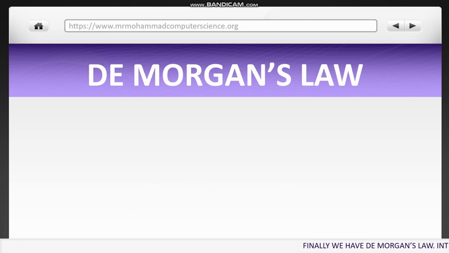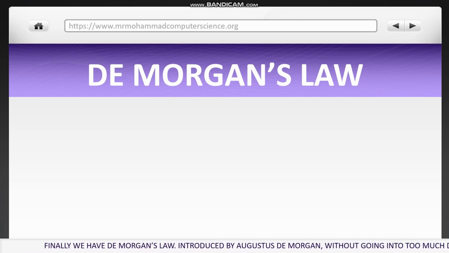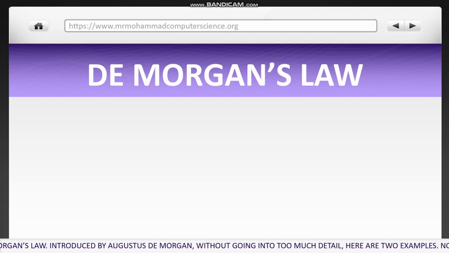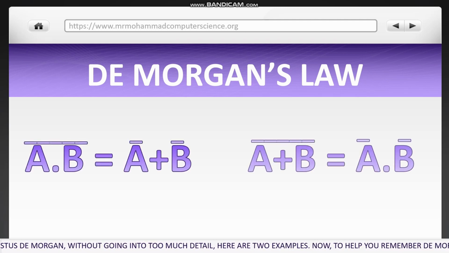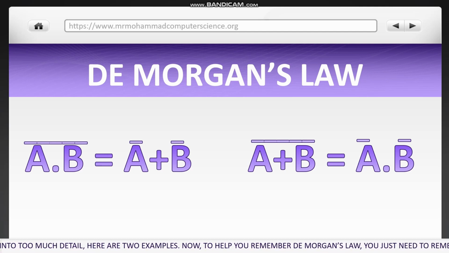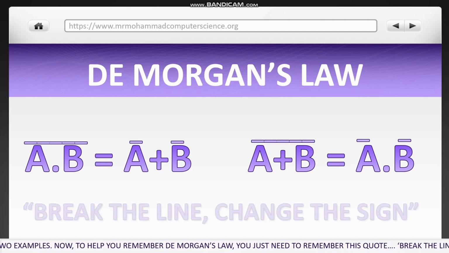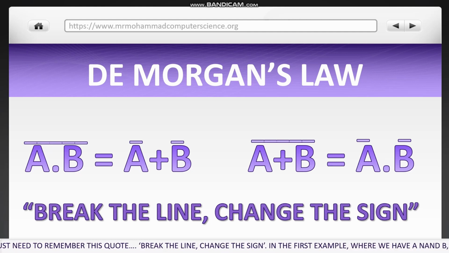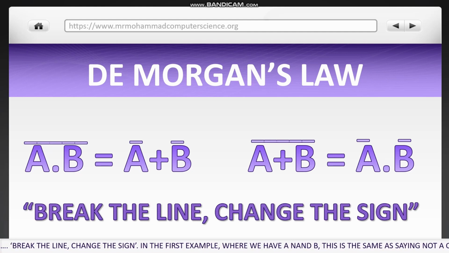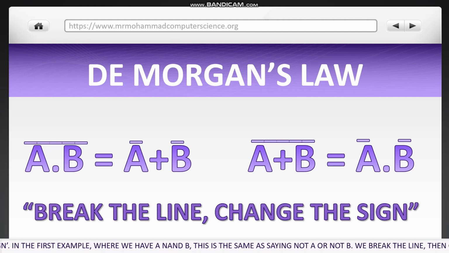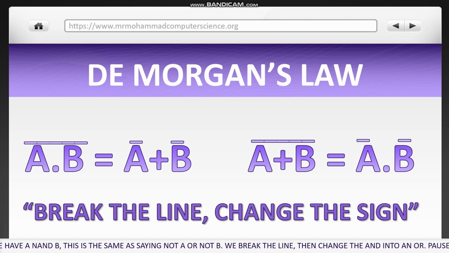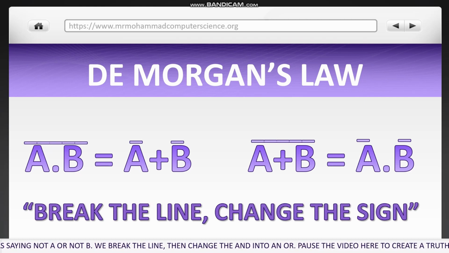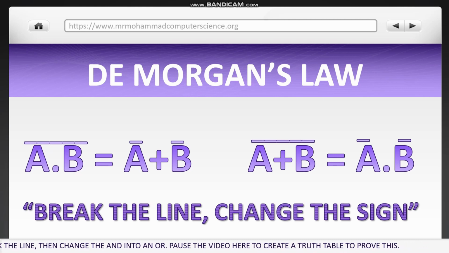Finally, we have De Morgan's law, introduced by Augustus De Morgan. Without going into too much detail, here are two examples. Now, to help you remember De Morgan's law, you just need to remember this quote: break the line, change the sign. In the first example, where we have A NAND B, this is the same as saying not A or not B. We break the line, then change the sign from an AND into an OR. Pause the video here to create a truth table to prove this.